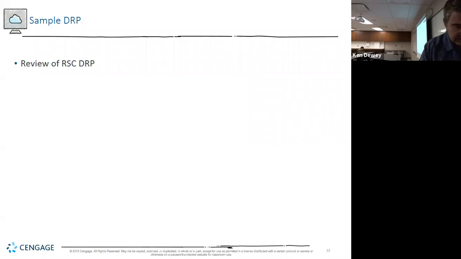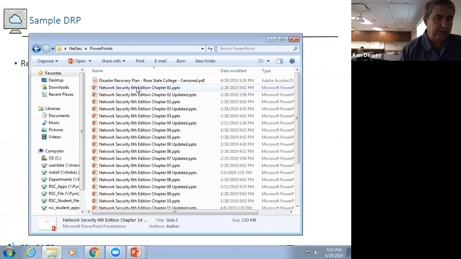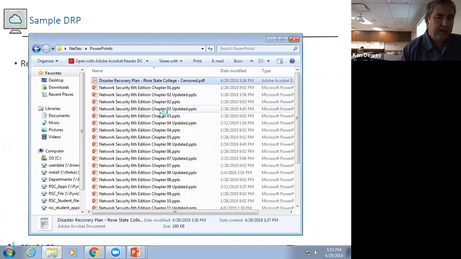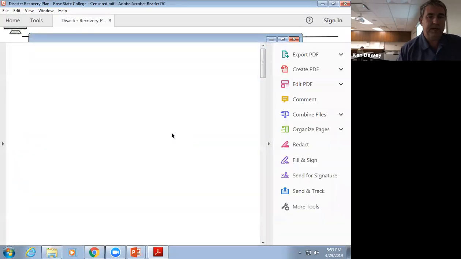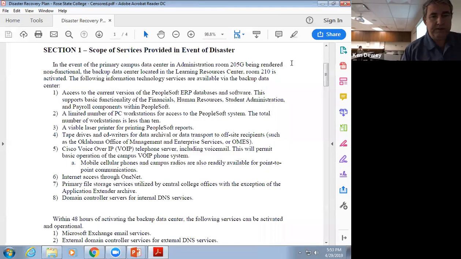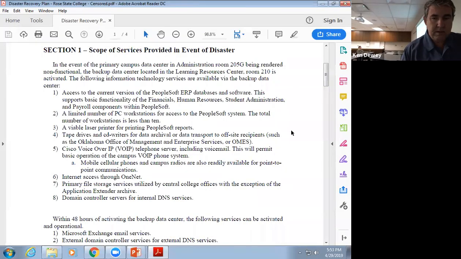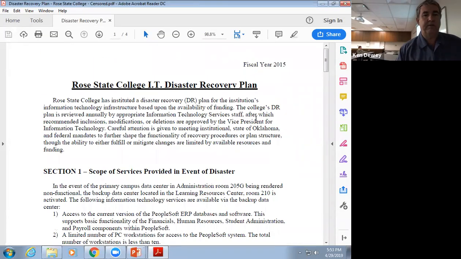Now, let's look at this one. This is the one I want you to see. So based on those things you just learned that should be in them, this happens to be Rose State's disaster recovery plan. If I can get it to open. Oh, there it is. Okay. Okay, this is our disaster recovery plan. I literally got this off this place today.